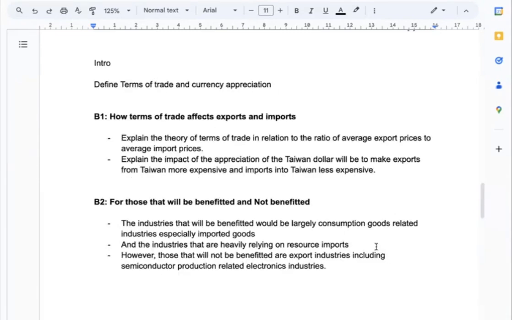Next, the analysis will focus on the industries that are going to benefit from the improved terms of trade and those who are not going to benefit. First, the industries that will benefit will be largely consumption goods related industries like imported goods sellers, and also the industries that are heavily relying on resource imports. On the other hand, the industries that will not benefit will be the export industries, including semiconductor production related electronics goods industries.